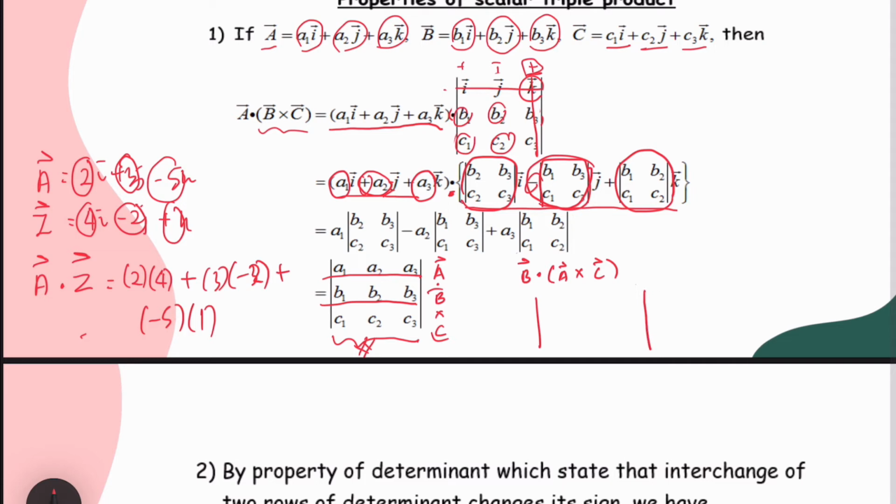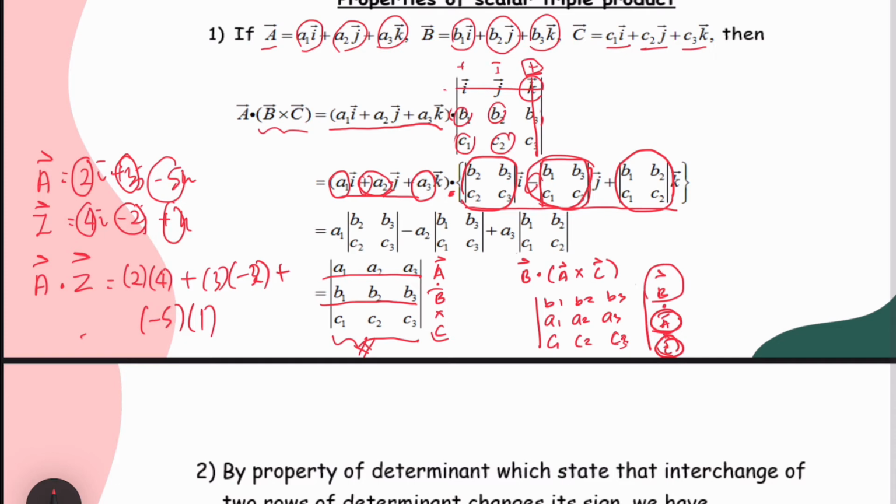For vector B dot vector A cross vector C, the first row will be the elements of vector B, which are B1, B2, and B3. The second row will be the elements of vector A, which are A1, A2, and A3. And the third row will be the elements of vector C, which are C1, C2, and C3. So this is how we write the determinant of vectors when we have the triple scalar product. That one is the first property.